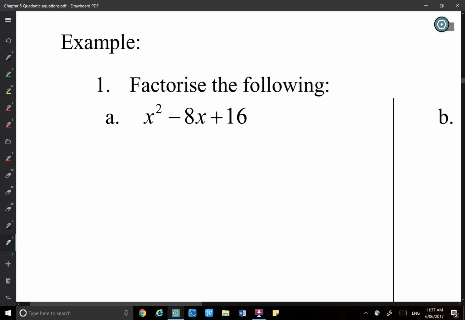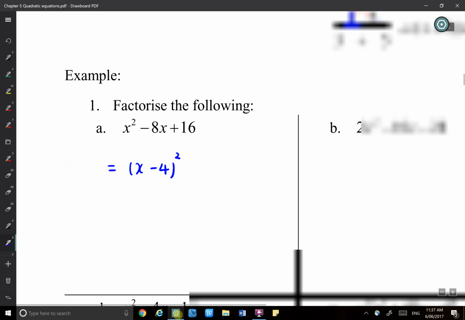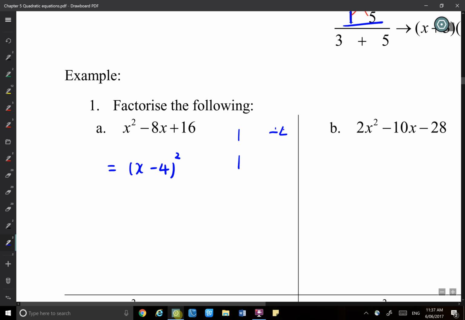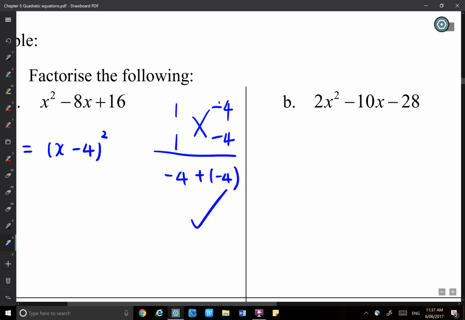Okay, have a look at this one. Well, you can see that it's x minus 4 squared directly. That's a perfect square. A squared minus 2ab plus b squared. 16 is 4 times 4. 4 and 4 give you 8. You have minus 8 in the middle, so it's minus 4. Or you can use 1, 1, minus 4, minus 4. Minus 4 plus minus 4, you have minus 8, which is a tick. Then I can write x minus 4 times x minus 4.